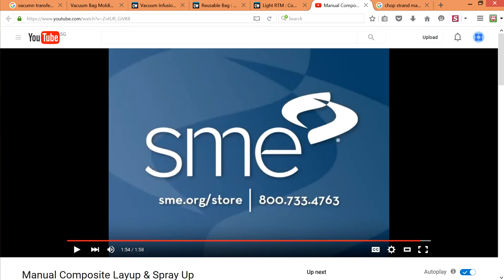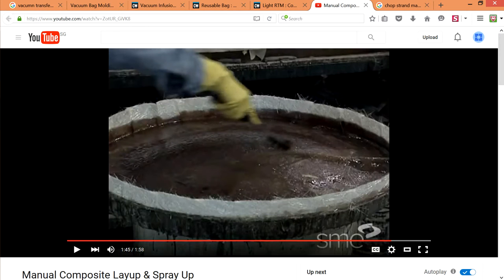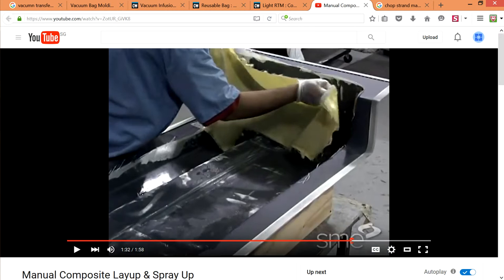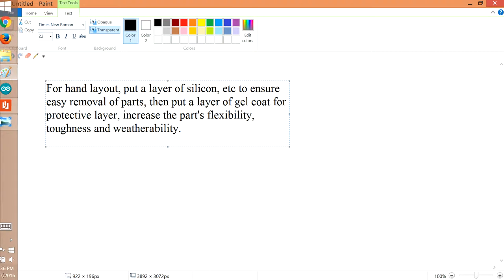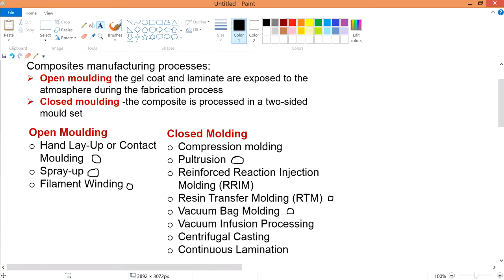And therefore this is it, because as you can see, they are layer by layer layout. Each layer you are just applying it. So this implies that it is a hand layout system.